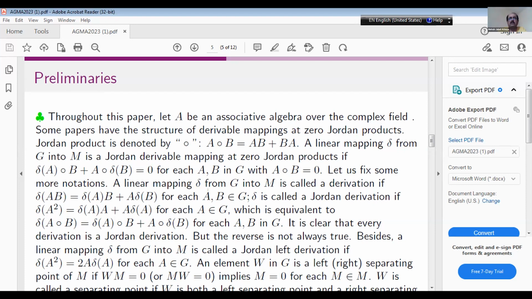A linear map sigma from G into A is called a derivation if sigma of AB equals sigma of A times B plus A times sigma of B for all A, B in G.